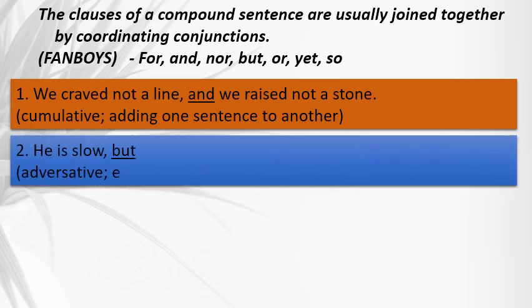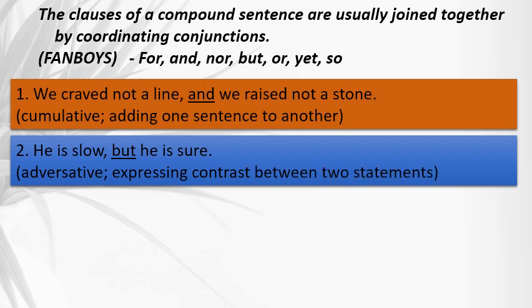Number 2. He is slow, but he is sure. So here he is slow, he is sure. Both are independent sentences joined with the coordinating conjunction but. That is why it is a compound sentence. And here the meaning of but is adversative, means expressing contrast between two sentences or statements.